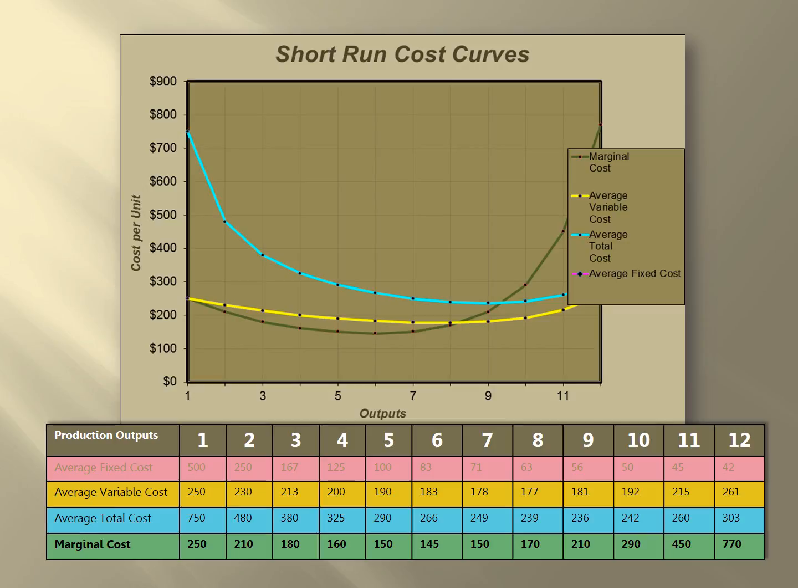What we will find is that the marginal cost curve always crosses the average variable cost curve at the average variable cost curve's minimum point. It also means that it will cross the average total cost curve at the average total cost curve's minimum point.